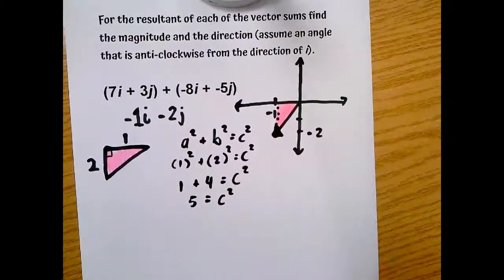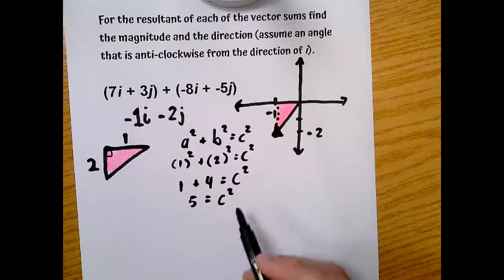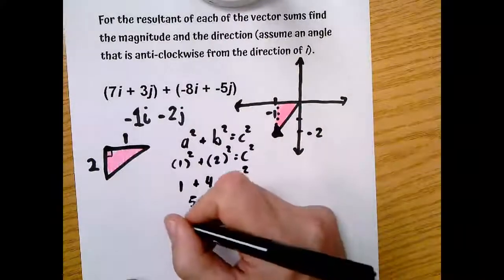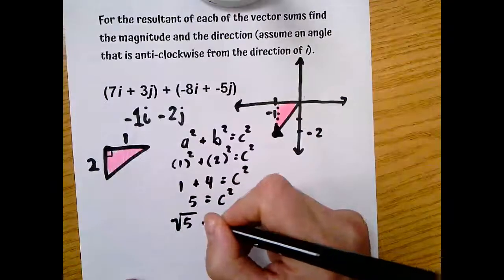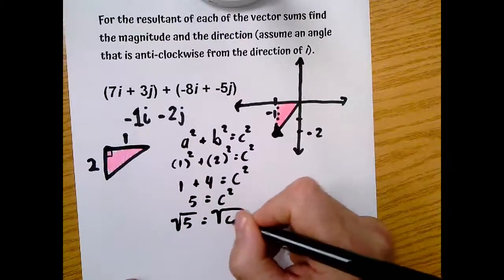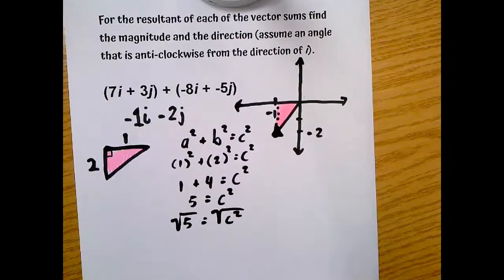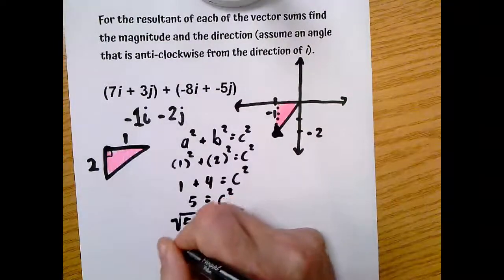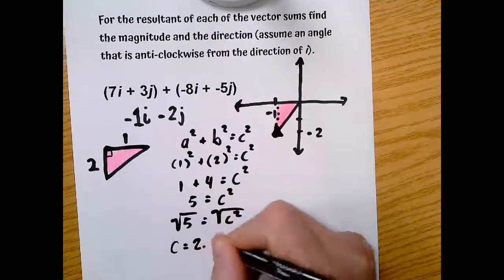Now I like showing my steps, make sure I don't make a silly mistake, which sometimes we all do. So now we're going to take the square root of both sides, and that's going to cancel out that squared exponent. And so let's see here. The square root of 5, I don't know this off the top of my head. The square root of 5 is, we'll say, 2.24. So we'll say c is 2.24.